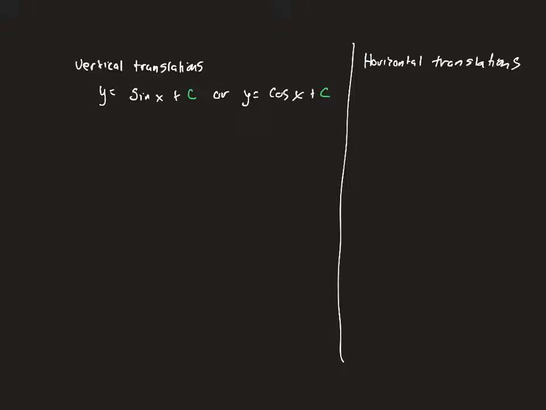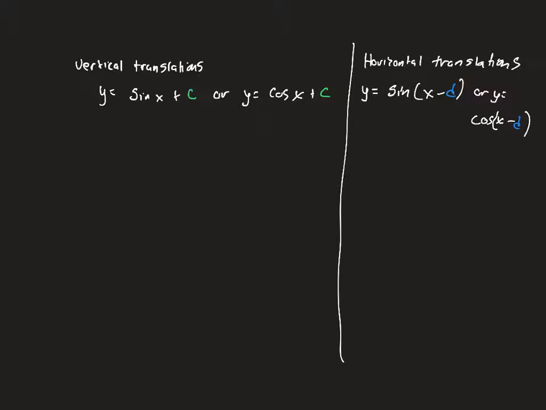When we have horizontal translations, we have y is equal to sine, but now inside you have x minus d, or y is equal to cos x in brackets minus d. Okay, so let's take a look at how our rules apply here.